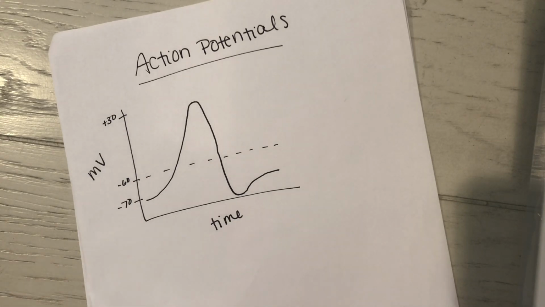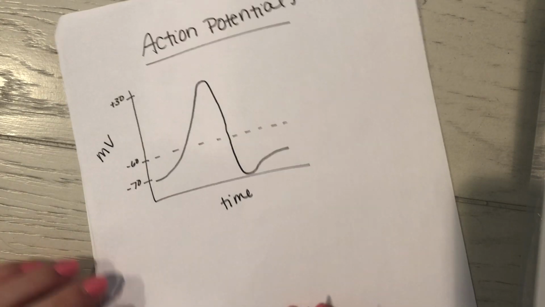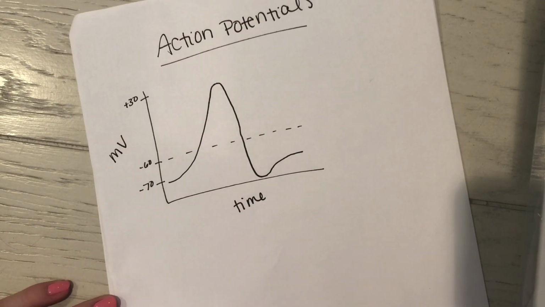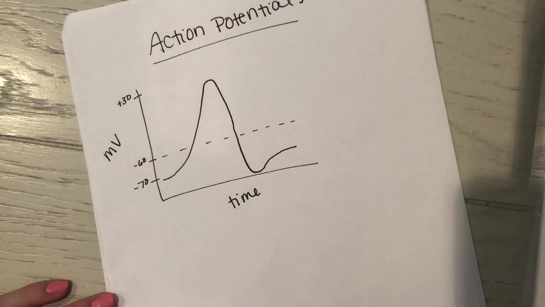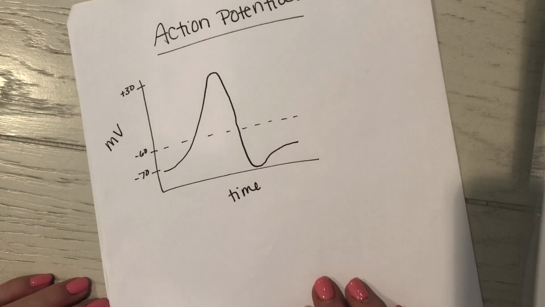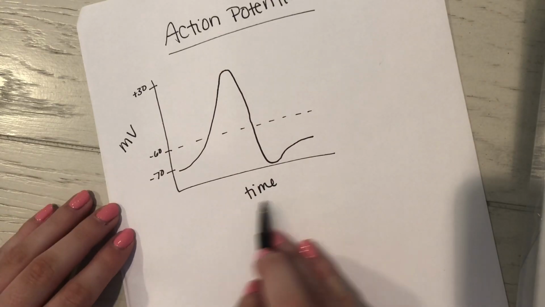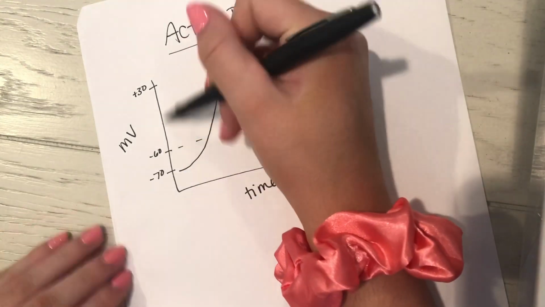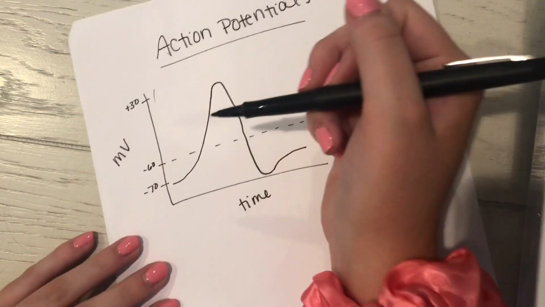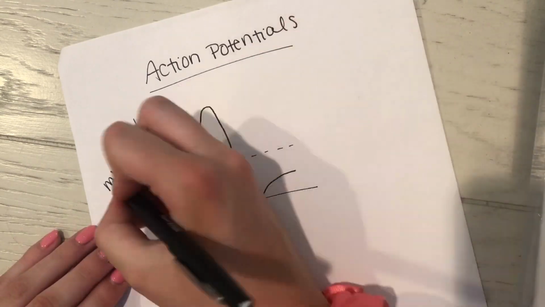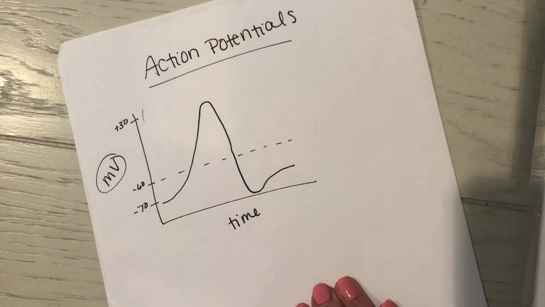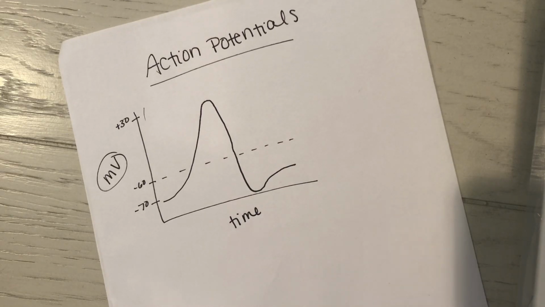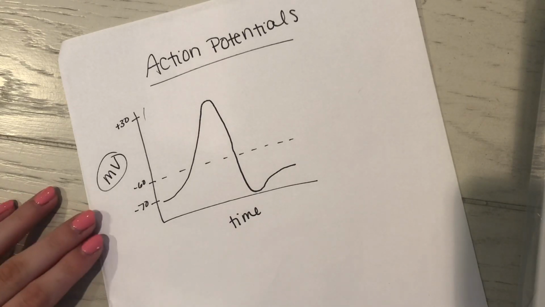Okay, so I've already drawn out kind of what our action potential is going to look like. I'm going to go through some of these individual parts for you on this graph. Here on the x-axis, I have time, and here on the y-axis is your transmembrane potential, which is measured in millivolts. So just keep in mind that we are thinking about charges, because that's what's really going to be affecting this potential.